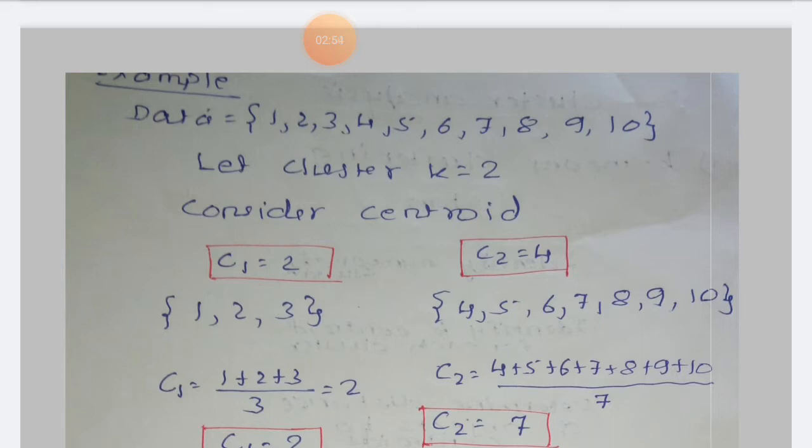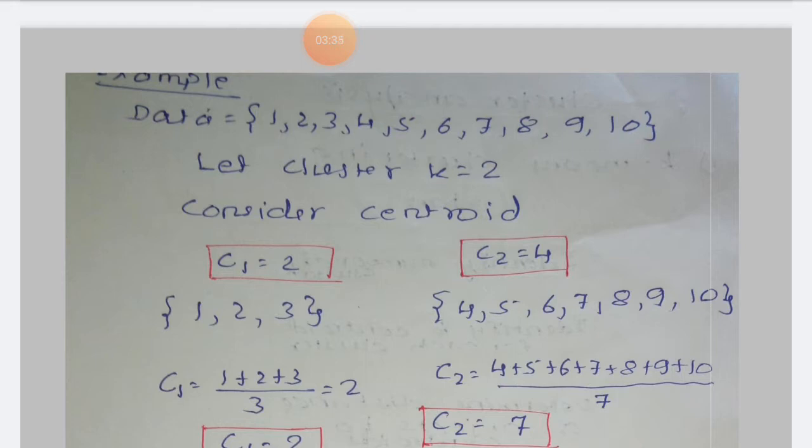My cluster center C1 is 2, so you have to find the distance between this C1 and each of the given data points. So let us find out. The first data point is 1. Now check whether 1 is near to C1 or C2. 1 is near to C1, that's why I have written 1 in the first cluster. Then check 2, 2 is near to 2, that's why again it is 2. 3 is near to 2 or 4? 3 is near to 2, I have considered, that's why I am getting here 1, 2, 3 in the first class.